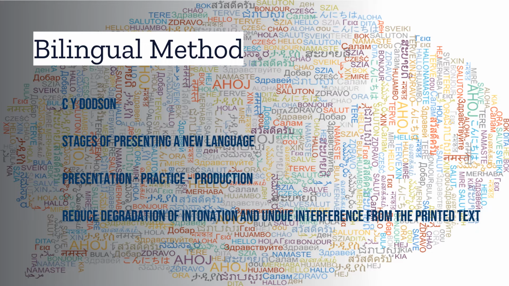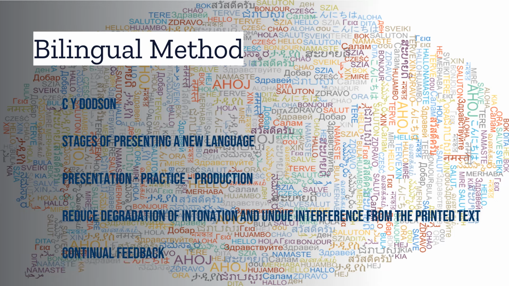And after listening to the spoken form, when they open the text, the learner will automatically read the word as knife. And thus the degradation of intonation can be reduced, and also undue interference from the printed text. Again, English, as we know, is an unphonetic language, and the words wouldn't be pronounced the same way as how they look. So a method like the bilingual method can help with this unwanted interference from the printed text, which may give way to incorrect pronunciation.